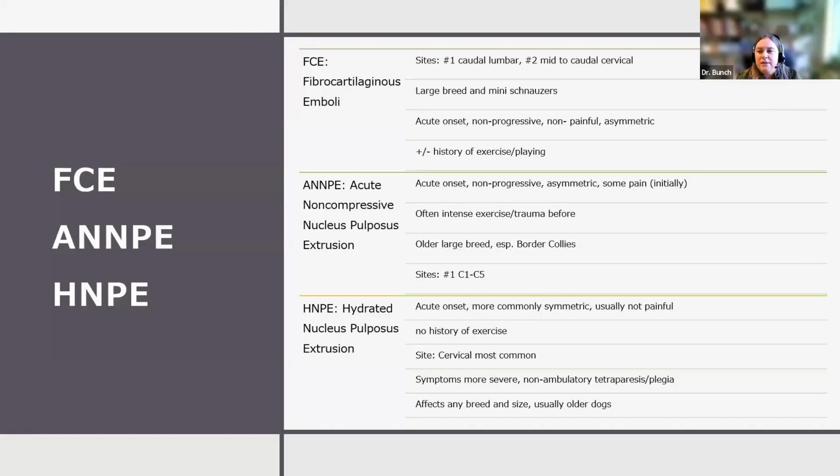Again, acute onset. More commonly, these are going to be symmetrical in presentation, may or may not have pain, but oftentimes not as painful as a traditional disc. No history of exercise. Cervical is the most common site as well for this. And I would say generally the symptoms are going to be more severe because we can have actual compression on the cord in these guys. And they can affect any breed size, but oftentimes they're in older patients.